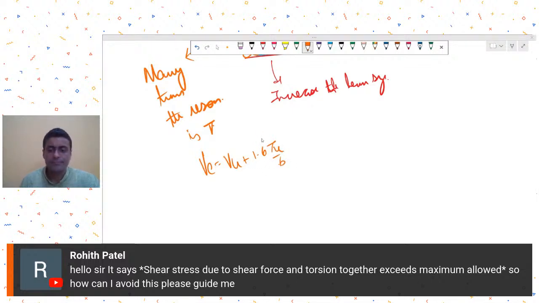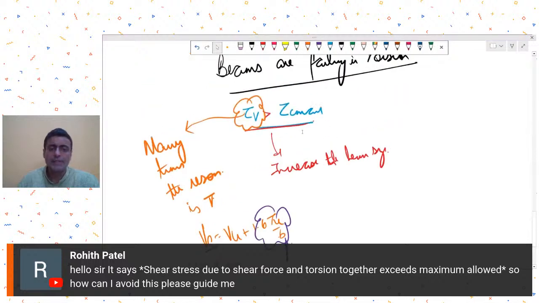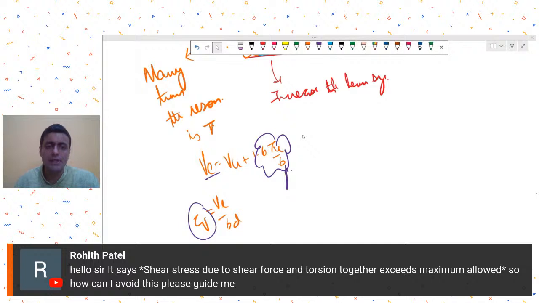So what's happening then? We do this Ve by bd to find out the tau ve. So the presence of torsion, for small width beams, is going to severely affect the tau v value. And when this tau v is high, your tau v goes beyond tau c max, and then there are these beams failing in torsion. So what you need to investigate is why this torsion is coming.